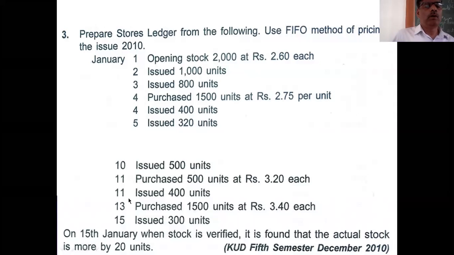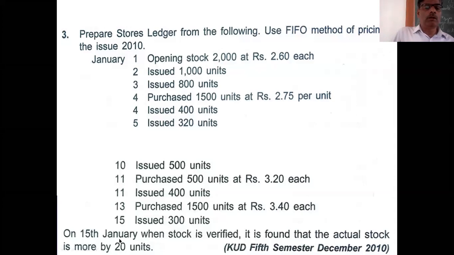10, 11, 12, 13, 15. On 10th, there is an issue. This is second part. Issue is there. You record in the issue column. Purchase is there, receipt column. Purchase, receipt column. 11 January, issue 400. Issue column. Purchase 1500 units. Receipt column. Then issue 300 units. Issue column. Okay. This is simple record.